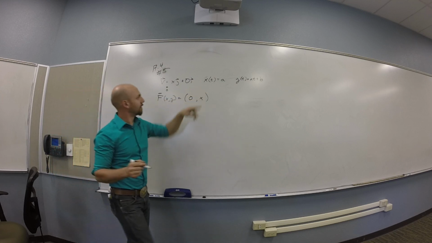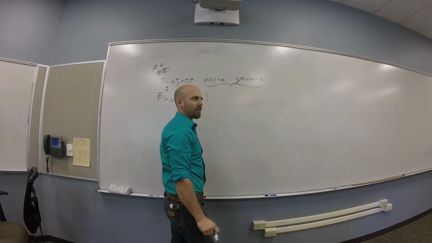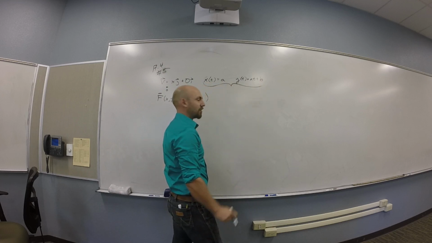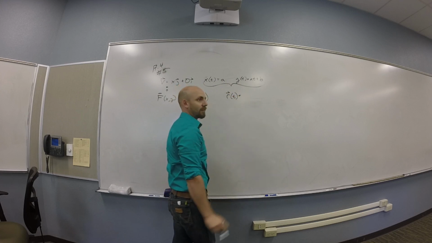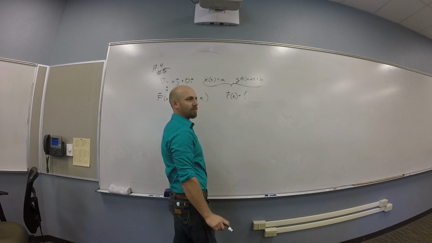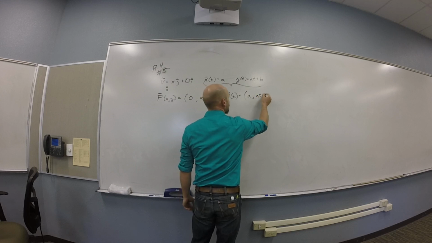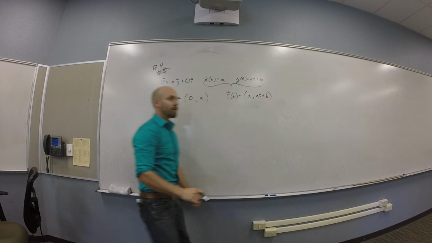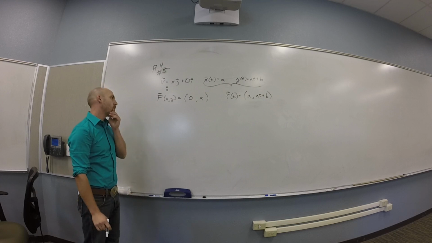And then what's this whole business that they give you? That's like a flow line, right? So I'm thinking about that as an r of t, right? And that r of t is given by? A comma at plus b. Perfect. A comma at plus b. Okay?